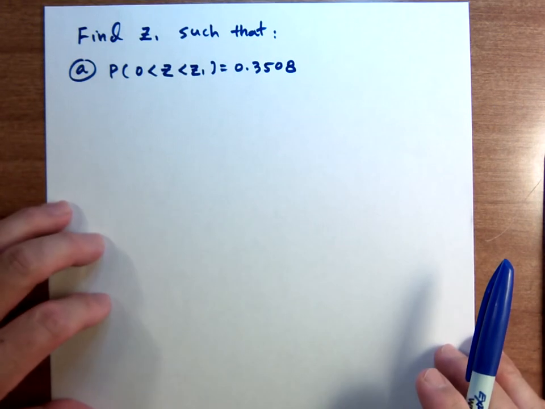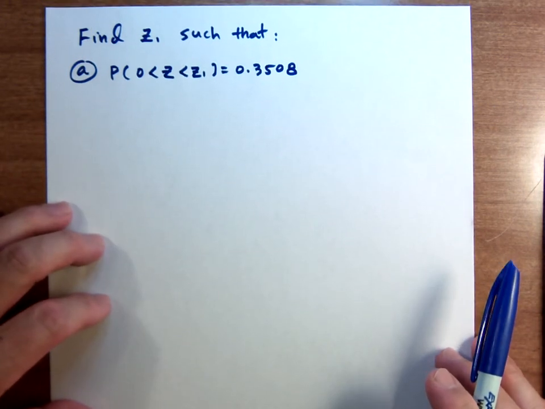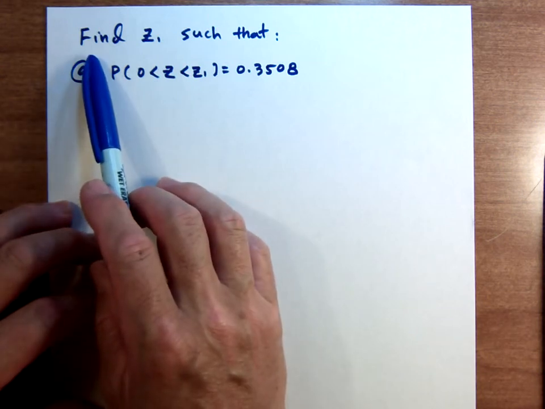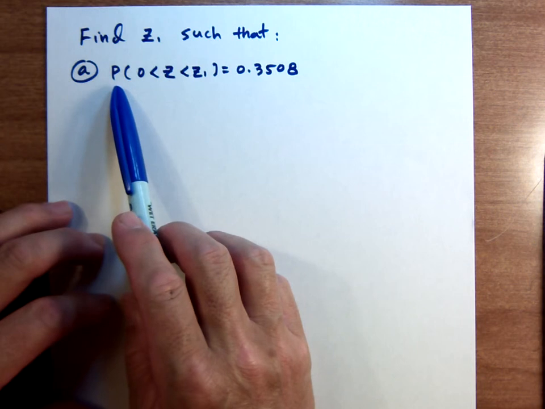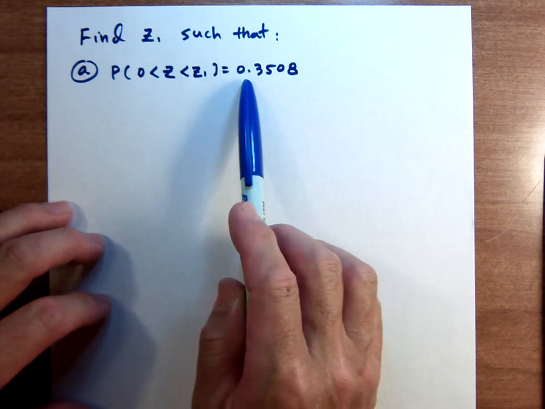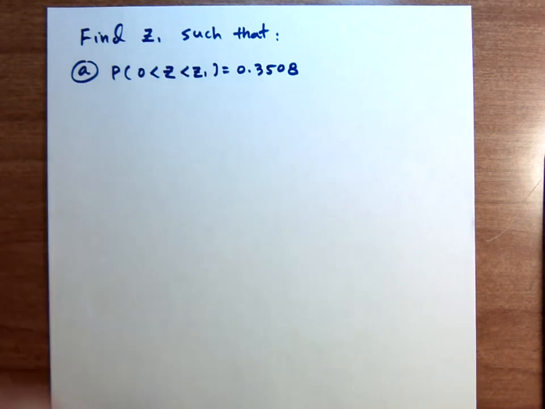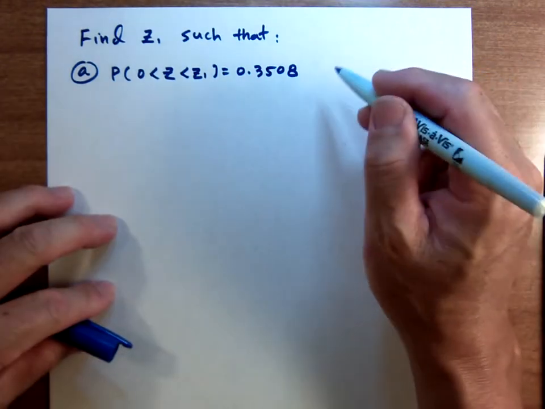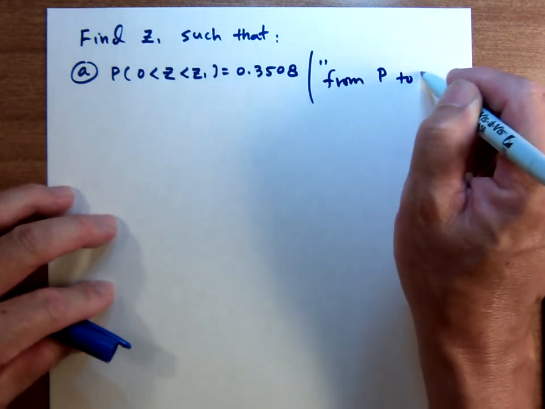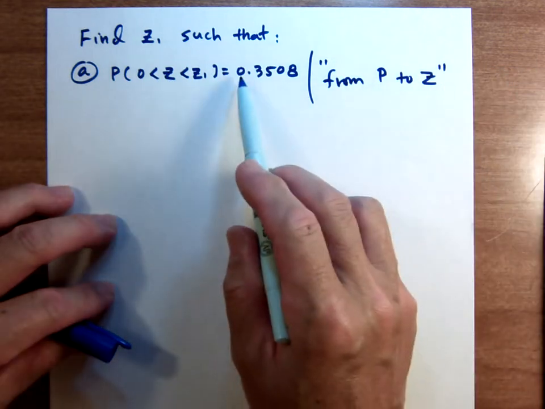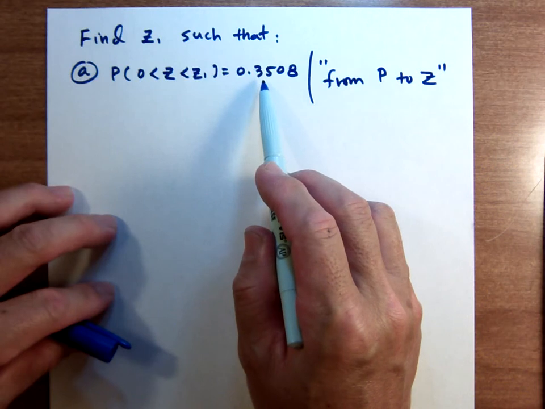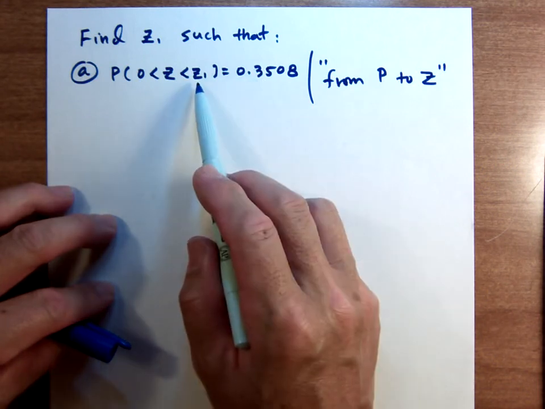Okay, in this video, we will do this problem. The problem reads: find z1 such that the probability where z is between 0 and z1 is equal to 0.3508. If you recall, this is a problem that I titled From P to Z, where you are given the p. This 0.3508 is the p value, the percent or probability, and you're asked to find the z value.